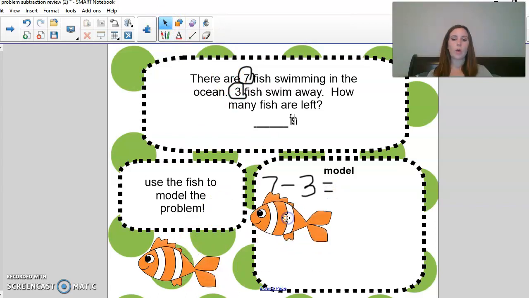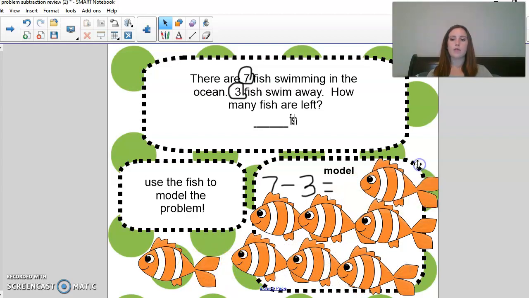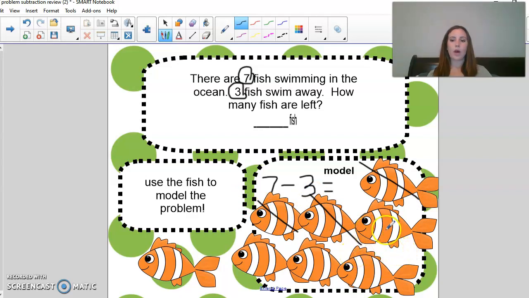Ready? Count with me. 1, 2, 3, 4, 5, 6, and I'll put one at the top for 7. Now, how many am I going to mark out? How many am I taking away? 3 of them. Good. 1, 2, 3. Now let's count how many fish I have left. 1, 2, 3, 4. I have 4 fish left. So 7 minus 3 is 4.